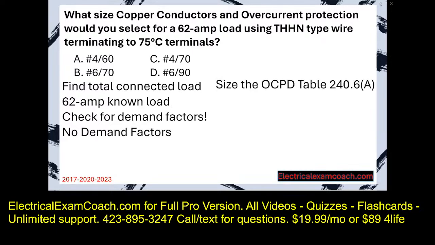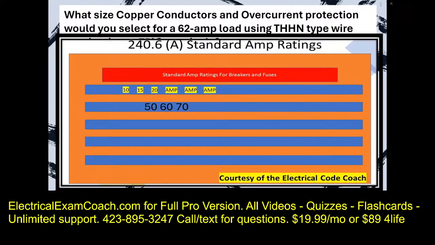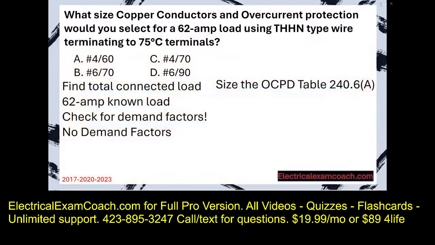Now, we go ahead and size our overcurrent protective device. We head to our table with a 62 amp known load. And we're going to choose the next size up, which puts it on a 70. Now we can size our wire.